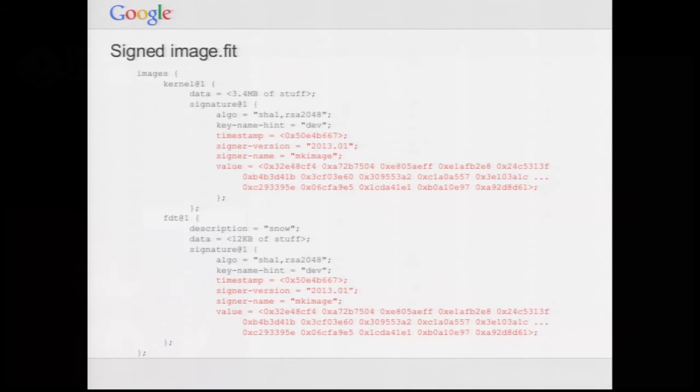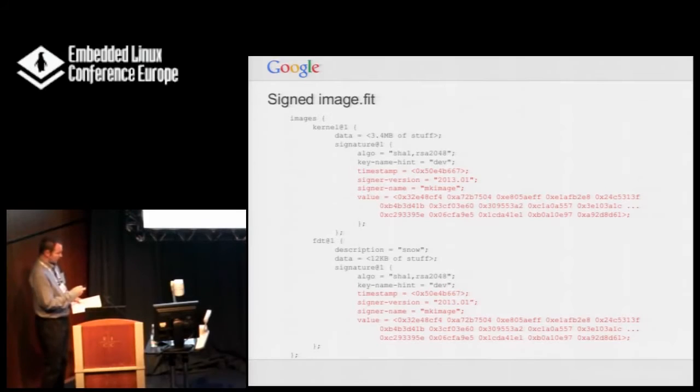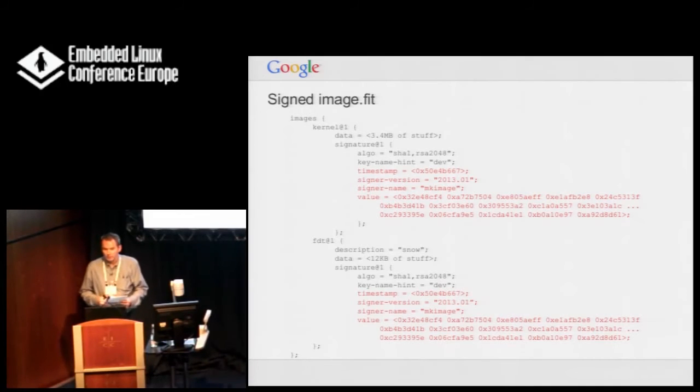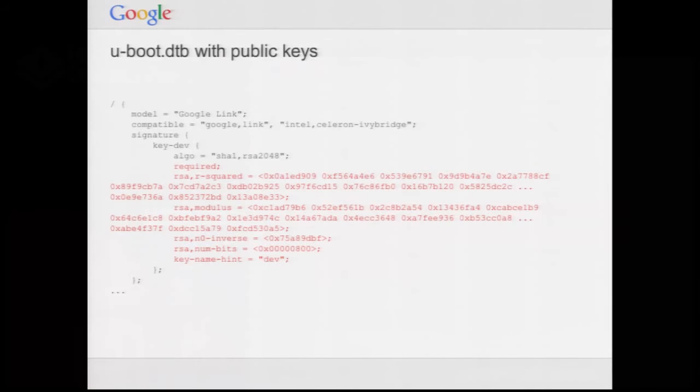So what does it look like? Well, this is what you end up with when you sign a FIT. The make image will put some additional stuff in here. Here's the actual signature here, a bit of information about the algorithm and the signer and so on is here. So here we've got two signatures. We've signed both of these images and we've produced two 2048-bit signatures that get stuffed in there. Okay? What about the public keys?